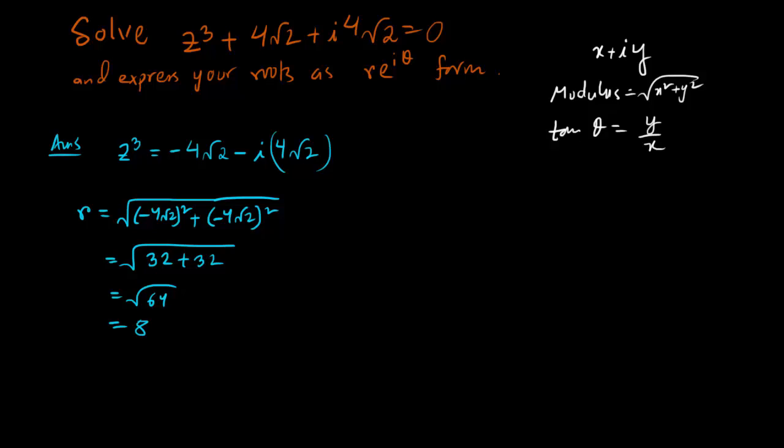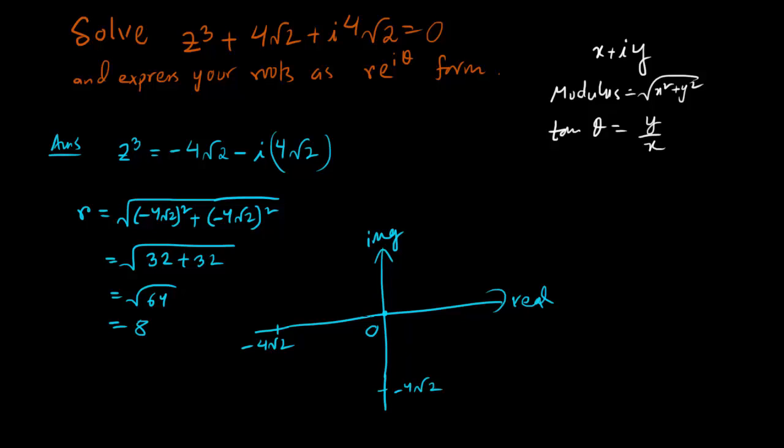Now for the argument, let's draw the complex number in the Argand diagram. This is the real axis and this is the imaginary axis. So the x coordinate is here, minus 4 square root of 2, and the y coordinate is over here, minus 4 square root of 2, and the point is going to be over here. So this is the complex number in this direction.